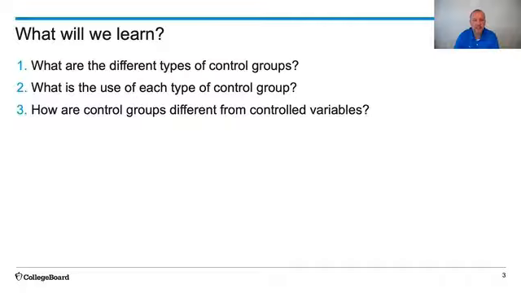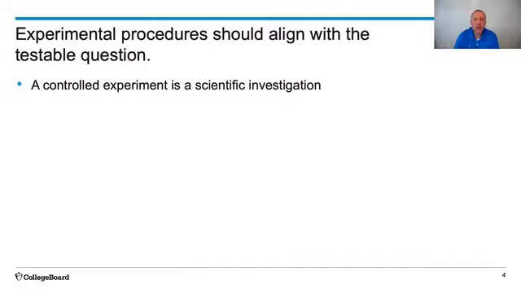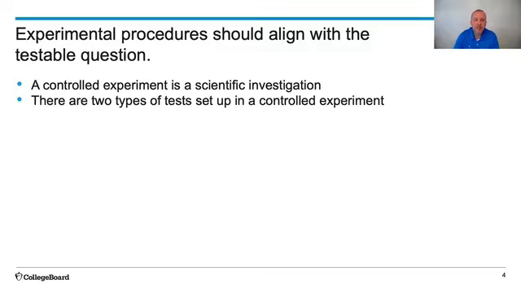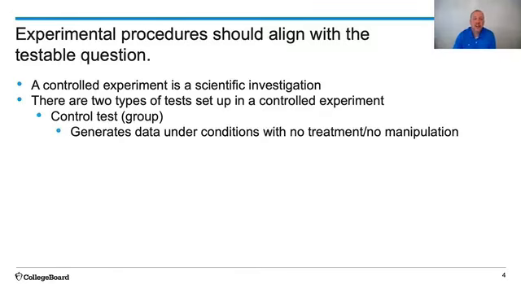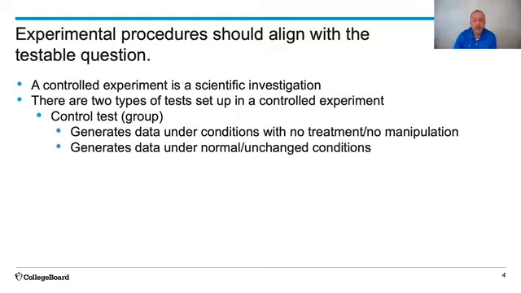So let's dive in. A controlled experiment is a scientific investigation. There are two types of tests set up in a controlled experiment. First, you have the control test or control group. It generates data under conditions with no treatment or no manipulation. It also generates data under normal or unchanged conditions, and it is considered the baseline data.